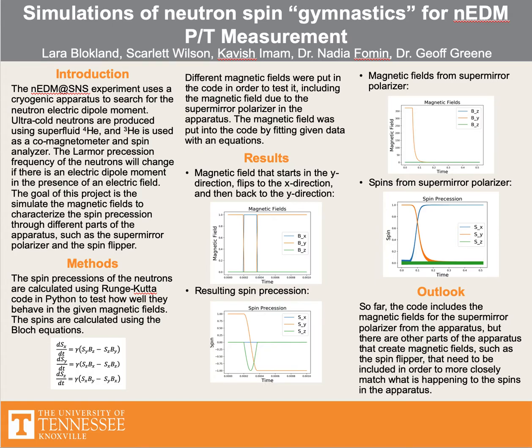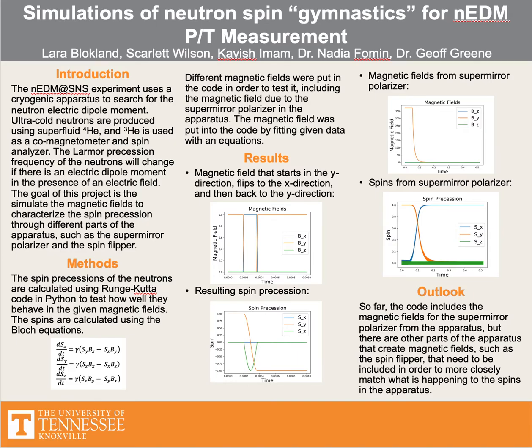The goal of the PT measurement is to measure the polarization loss and transmission efficiency of the neutrons and to see if neutron depolarization can be caused by any magnetic field non-uniformities. This project seeks to find the spin precession of the neutrons by simulating the magnetic fields due to different parts of the apparatus, such as the supermirror polarizer and the spin flipper.